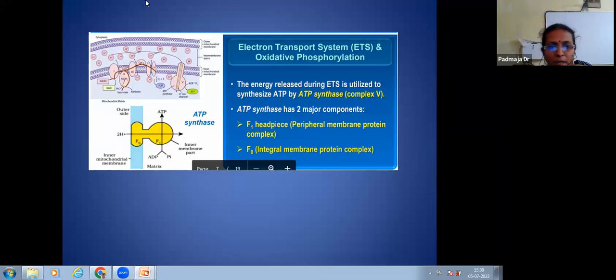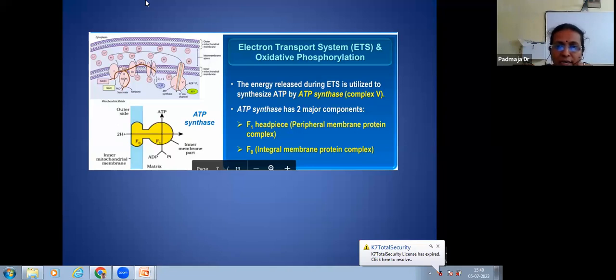the ATP. So see in the lower diagram, the movement of protons, as the concentration gradient is more in the inner mitochondrial space, when they are moving, this gradient is helpful for coupling this ADP plus Pi to form ATP. This process is carried out by the ATP synthase. So the energy released during electron transport is utilized to synthesize ATP by the ATP synthase complex.